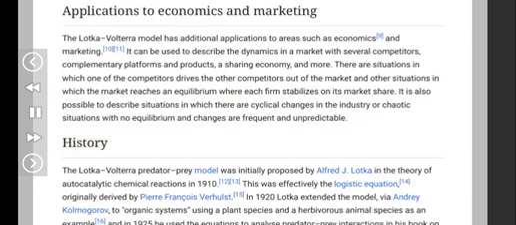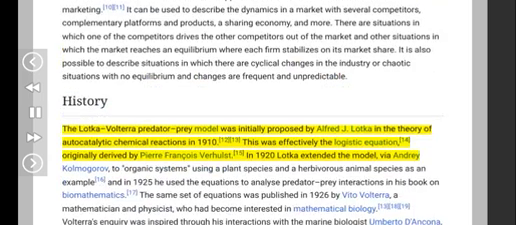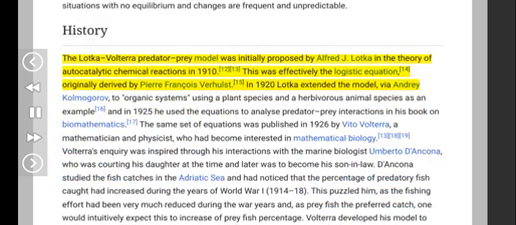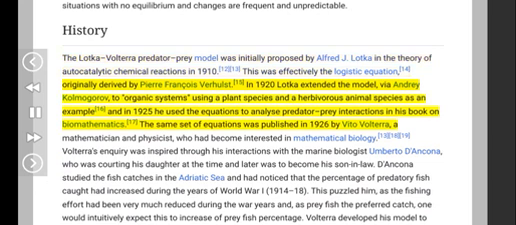History. The Lotka-Volterra predator-prey model was initially proposed by Alfred J. Lotka in the theory of autocatalytic chemical reactions in 1910. This was effectively the logistic equation, originally derived by Pierre-François Verhulst. In 1920 Lotka extended the model, via Andrei Kolmogorov, to organic systems, using a plant species and a herbivorous animal species as an example. And in 1925 he used the equations to analyze predator-prey interactions in his book on biomathematics.